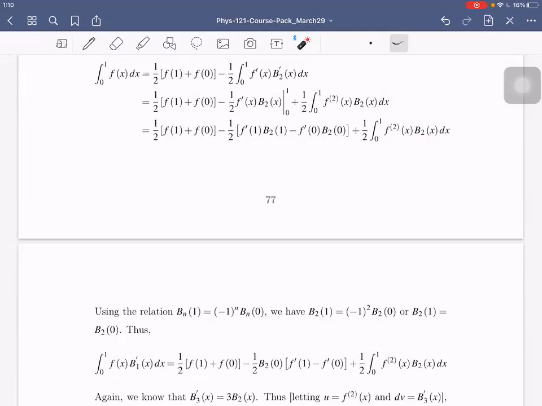So general relation is ito. So we have b sub n of 1 is actually negative 1 raised to n, b sub n of 0. So pwede mo i-relate ang b sub n of 1 sa b sub n of 0 with this expression, no? So therefore, kapag ang n mo ay 2, magiging square to, so magiging positive. So magiging ganito lang siya. B sub 2 of 1 is equal to b sub 2 of 0.